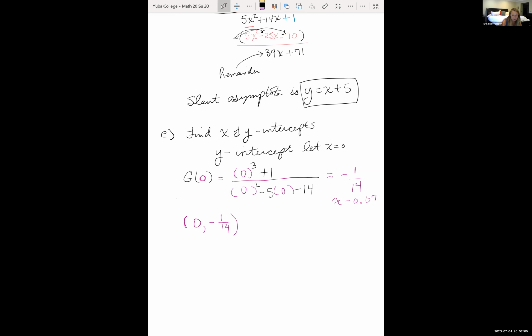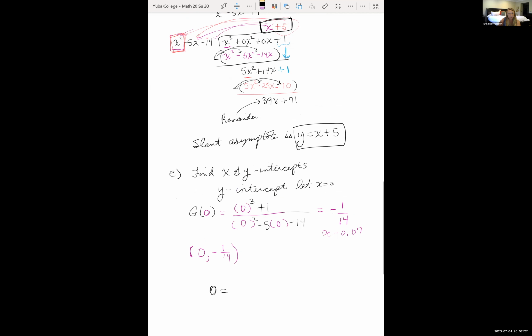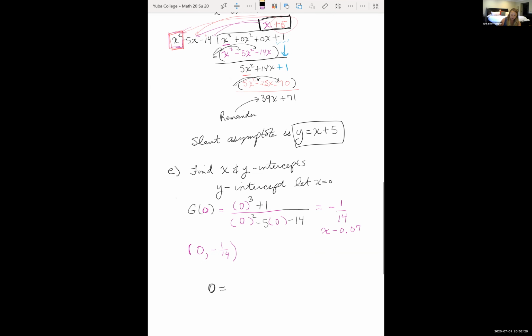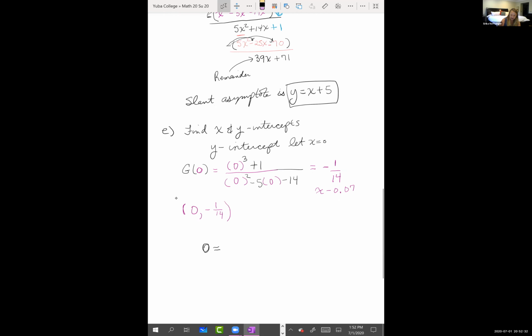Y or x-intercepts. When you're looking at a rational function and trying to find the x-intercepts, that's when y is 0. So think about it: if you clear your fraction and multiply both sides by the denominator, 0 times the denominator is going to cancel out and you're just left with the numerator. So really, when you're looking for the x-intercepts of a rational function, you're only worried about when the numerator is equal to 0. So we're only worried about when x cubed plus 1 equals 0.